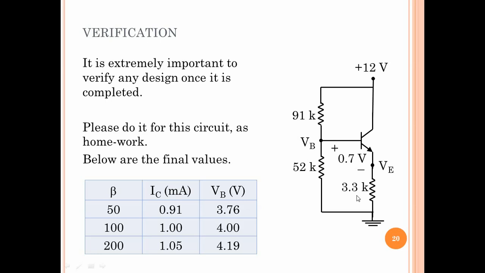You analyze this circuit to find whether all the conditions required are met. So I am not doing this. Please do it for this circuit. Analyze this circuit as homework and basically find this IC and VB for this circuit. When you do, you should find that for beta 50, 100, 200, IC is 0.911, 1.05 and VB is 3.76, 4.19. So IC is 1 milliamp nominal, it varies by less than plus minus 10%.